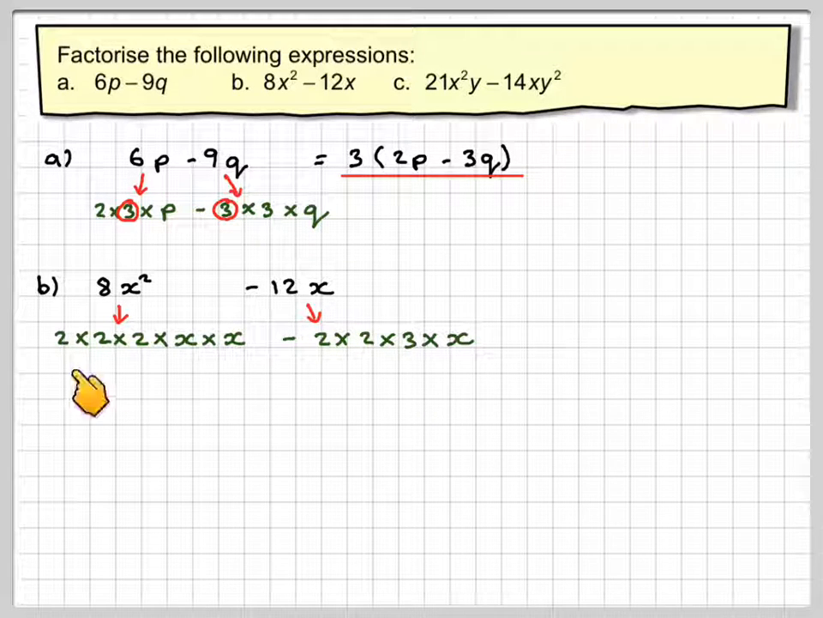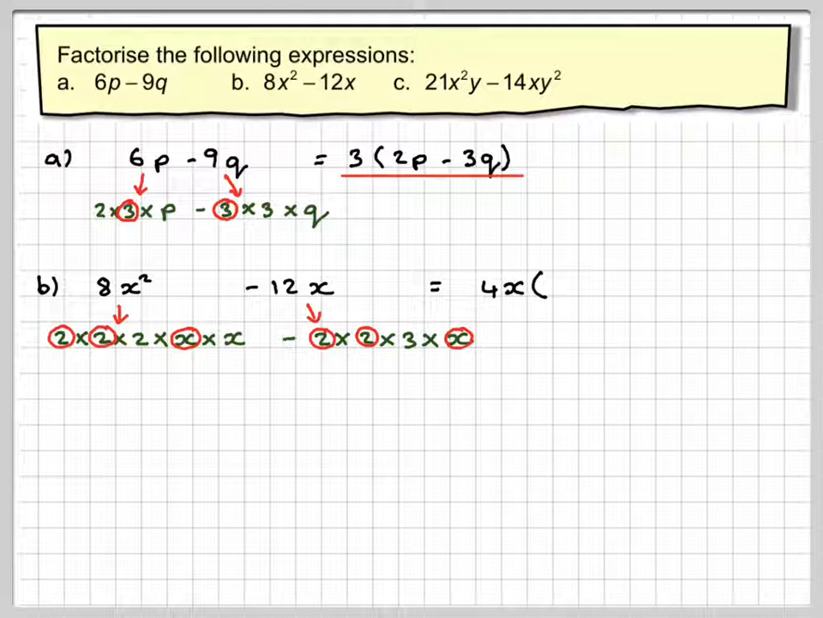Right, what have we now got common? So we've got a 2 and a 2 which is common. And we've got another 2 which is common. This 2 is not common with this one. The 3 is not common. But we also got an x which is common. So the common factor is 2 times 2, which is 4x. So it's going to be 4x brackets. What's left in the bracket? 2 times x, so the bits that you haven't circled, minus 3. There you go, you've factorised it.